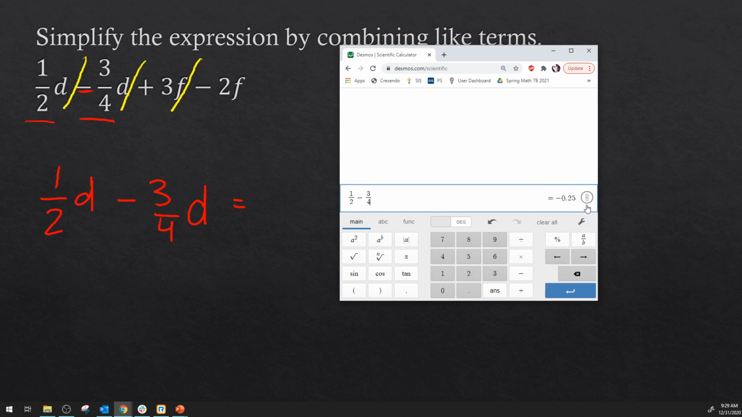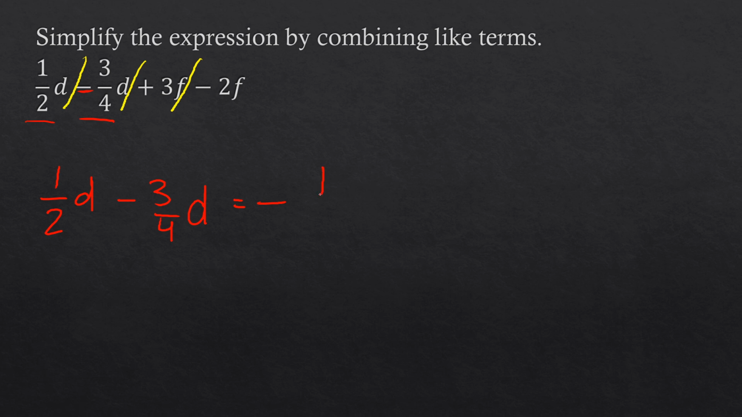Okay, now you can see here it gives us a decimal, and that's okay, but we should probably keep it as a fraction because we're dealing with fractions. And there's this button next to it, and if I click it, it will convert my decimal to a fraction. So it tells me that when I'm subtracting these two, I should get -1/4. So my final answer here is going to be -1/4 d. Okay, do not forget your variable. All right.